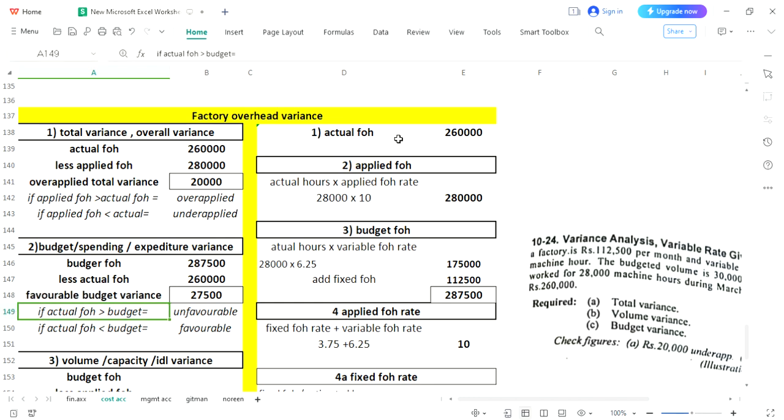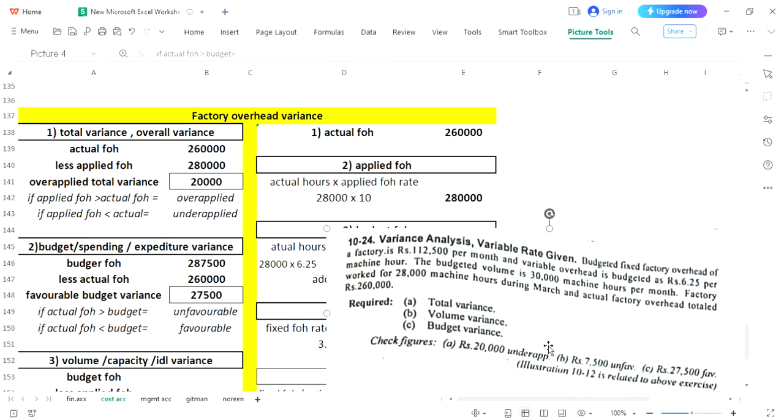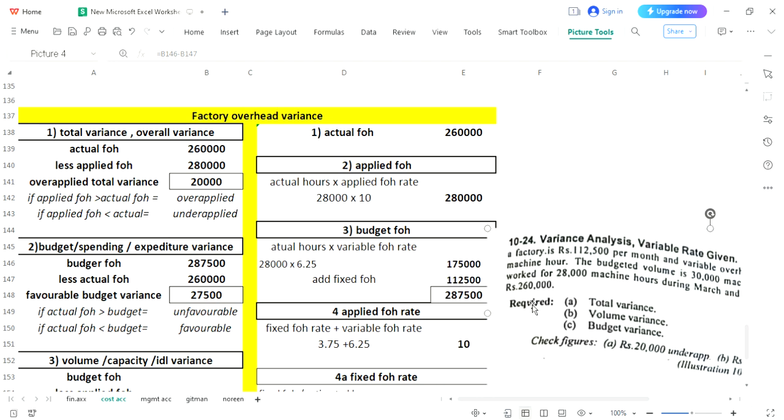Out of three requirements, total variance, volume and budget, we have calculated two requirements. Budget variance is calculated. Let's check it out. See the requirement, your budget variance: the requirement is 27500 and we have calculated 27500. It is favorable and it is also written favorable over here. So that means our answer is matched.